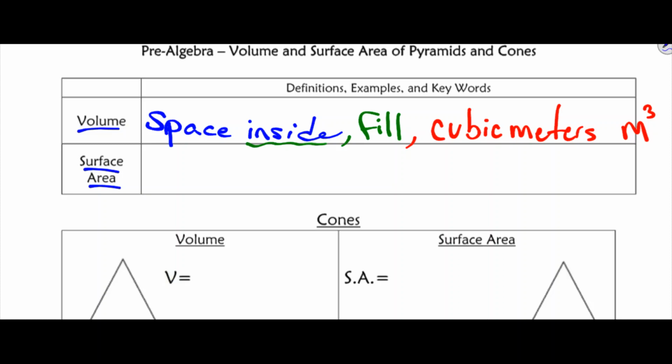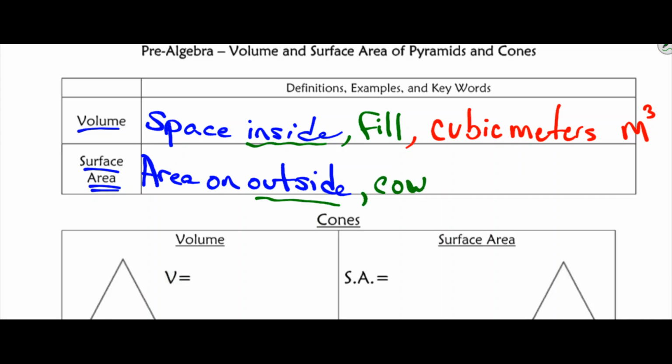Similar for surface area, we're talking about the space on the outside. I don't want to use the word space again because that's actually talking about the space of volume. I don't really like using the word area, but there's no better word really. It's the area on the outside. So you might see the word outside, or you might see the word cover. That's a really commonly used one.